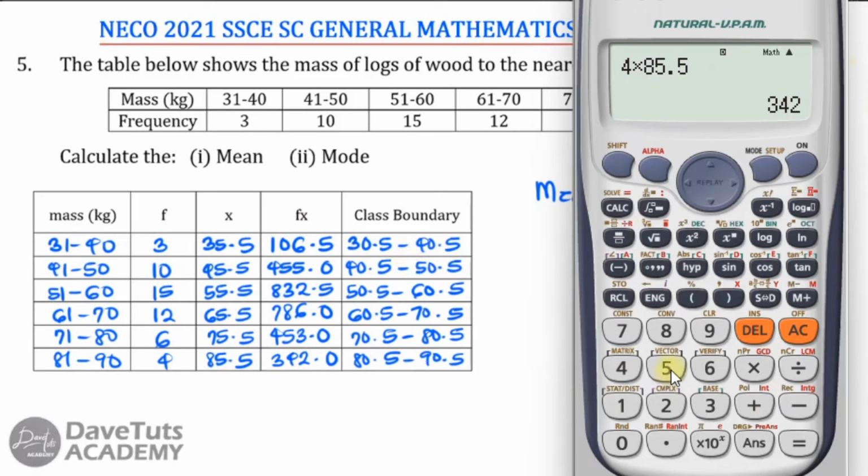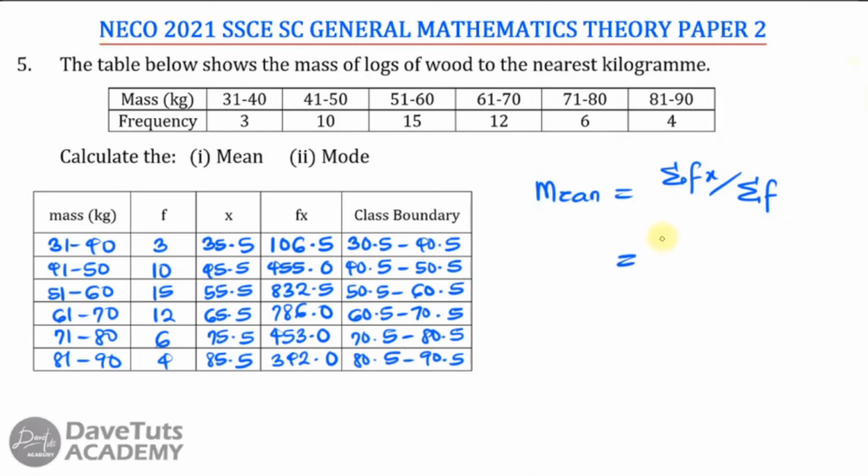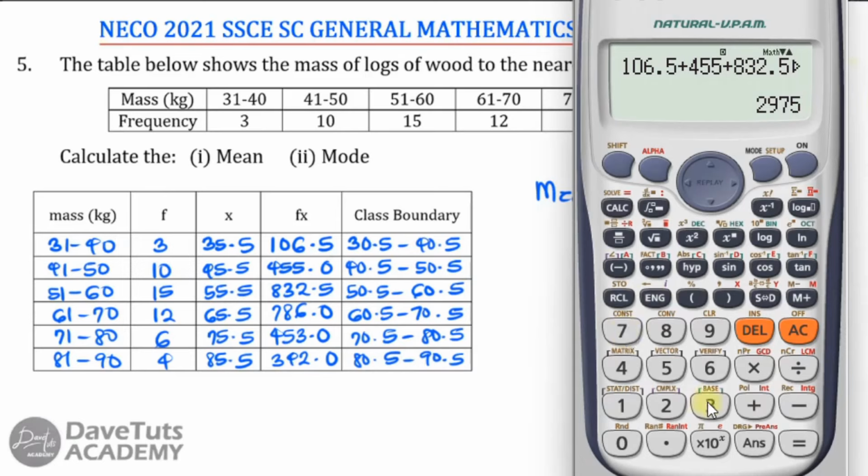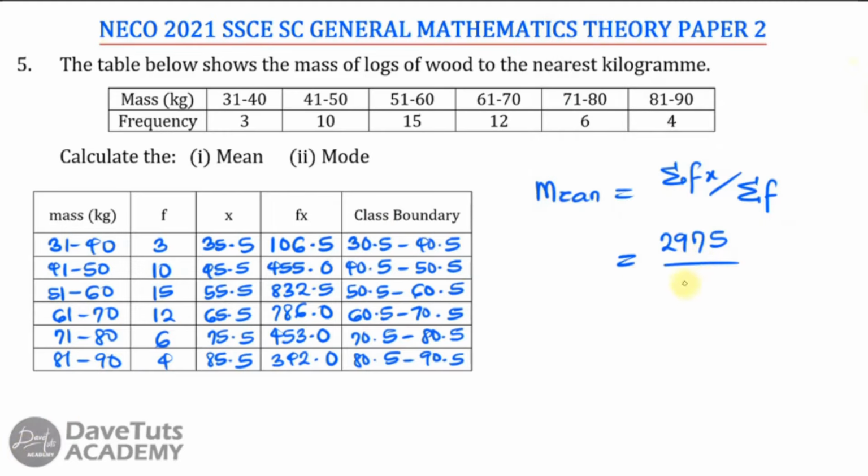Fx is what we want to sum now, and for that we have 106.5 plus 455 plus 832.5 plus 786 plus 453 plus 342. So what is that sum? 2975. So what we have is 2975 divided by the summation f. You can say 3 plus 10 plus 15 plus 12 plus 6 plus 4. So that is 50. So we have divided by 50.